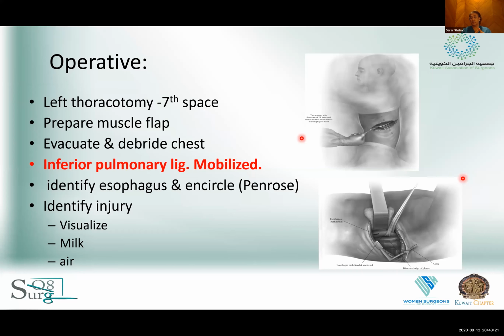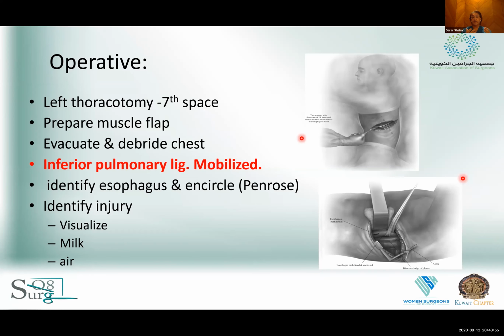So the operative steps in perforation, especially in the lower esophagus: the approach is going to be a left thoracotomy in the 7th intercostal space. While you're in, you have to prepare your muscle flap for buttress, which is intercostal muscle. Once you are in the thoracic cavity, make sure that you drain and remove the gunk in the chest, and also decorticate the lung, allowing the lung to re-expand again.